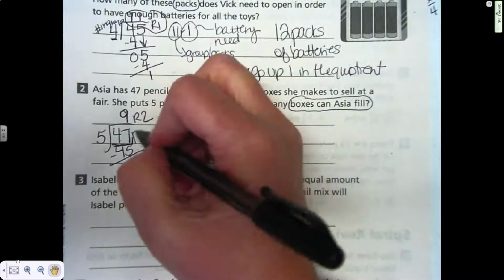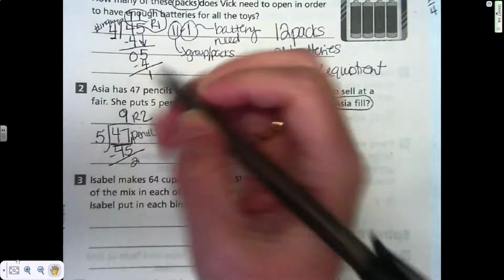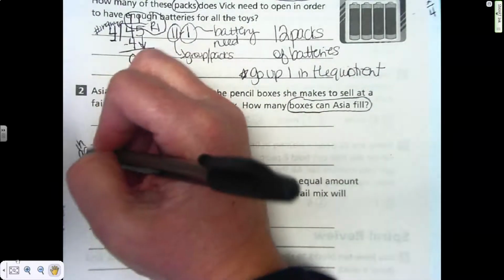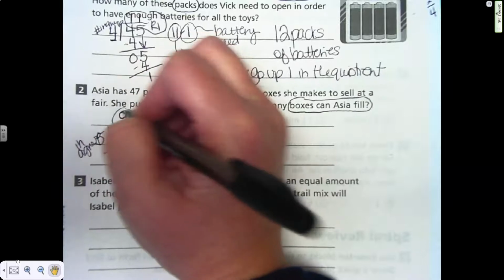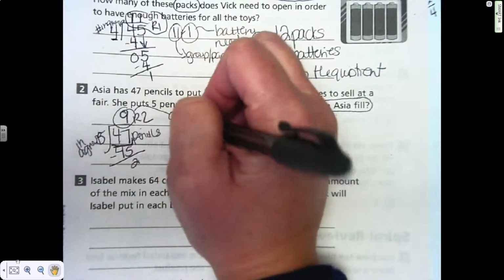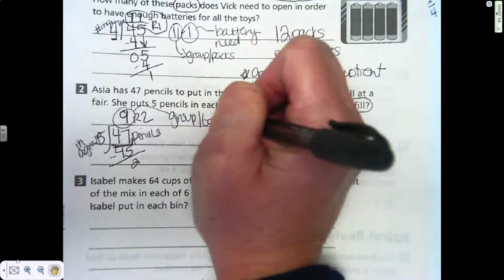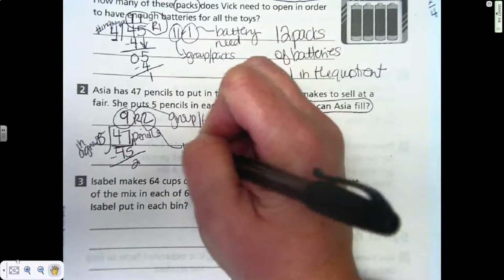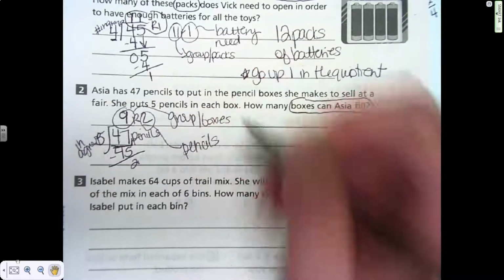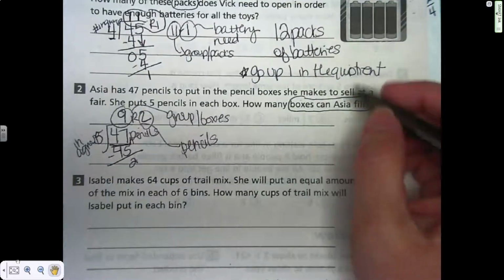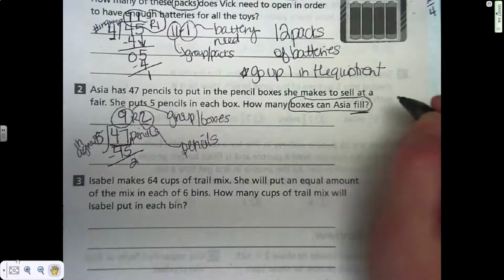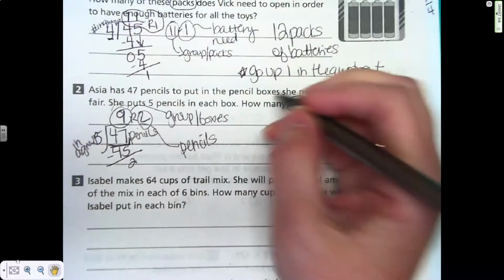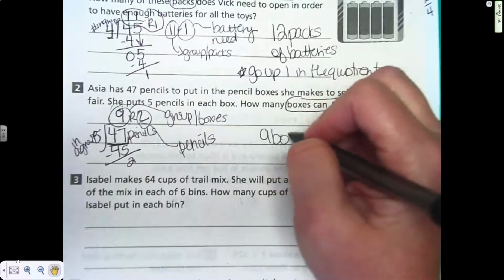So I know I had 47 pencils. I'm putting 5 in a group. So 9 is how many groups I have, or how many boxes. And then 2 means I have 2 pencils left over. So my question is how many boxes will be full? Well, 9 boxes are going to be full.